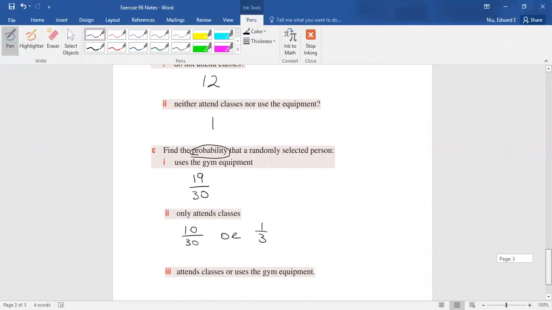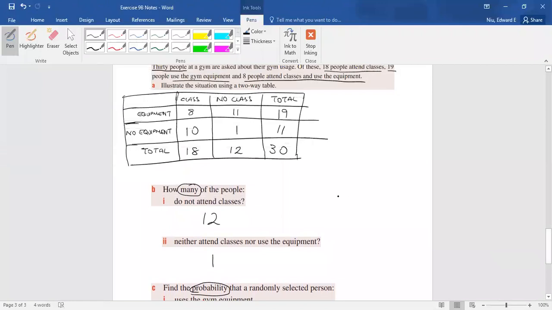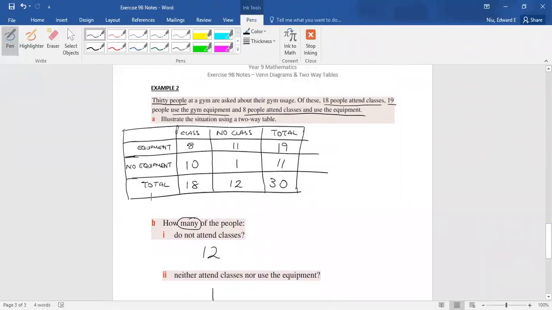Lastly, for a person who attends class or uses the gym, the probability of that would be, well, everything but this square, not including the totals. The totals are out of this one. So 8 plus 10 plus 11 would get us 29 out of 30. And the reason why we added those together was because of the OR. All right, whenever you see OR, you add everything inside the Venn diagram circles or everything in the upper left triangle of the two-way table, all right, and not the bottom right.